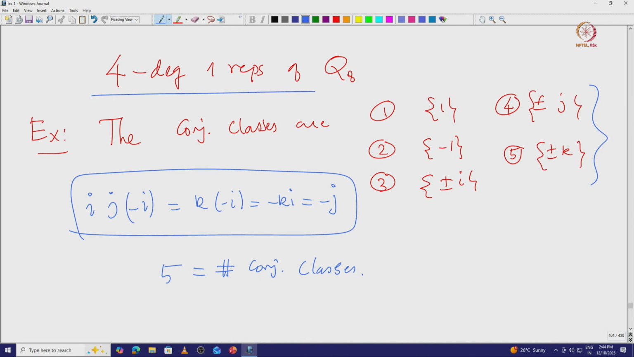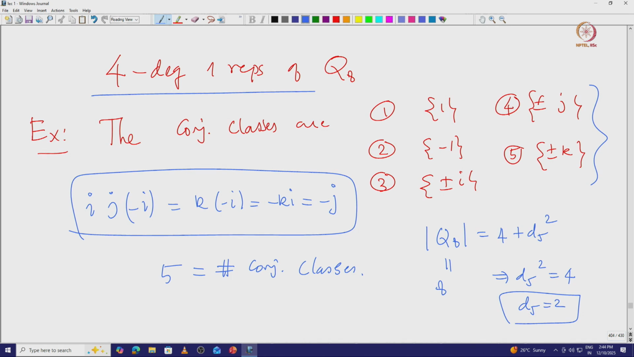That tells us that the cardinality of Q8 is exactly 4 plus d phi square, because there are 5 irreducible representations. Now the order is 8, so from this you can conclude that d phi square is exactly 4. That means d phi should be 2. So, there is a 2 dimensional irreducible representation of this Q8.